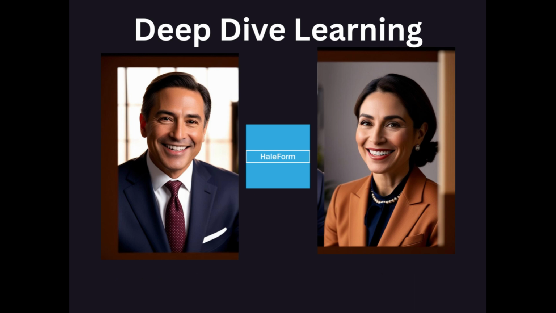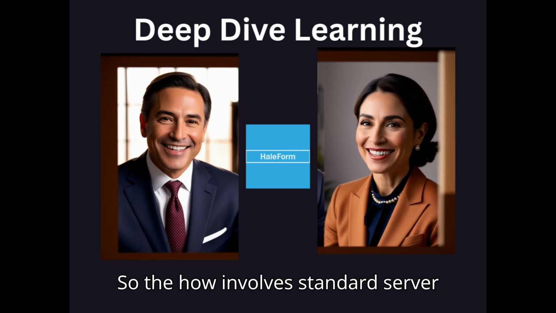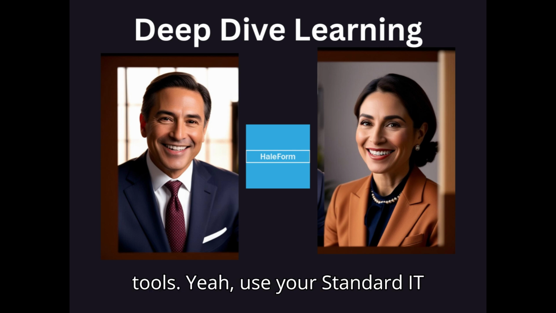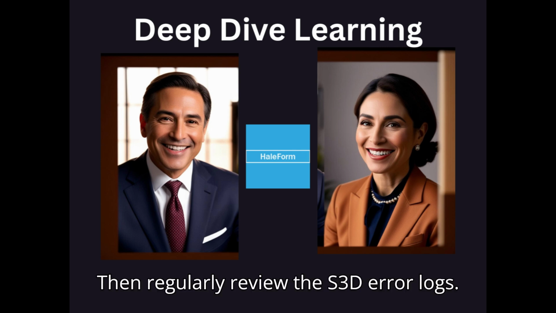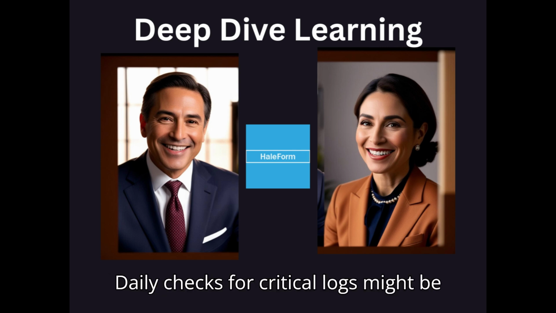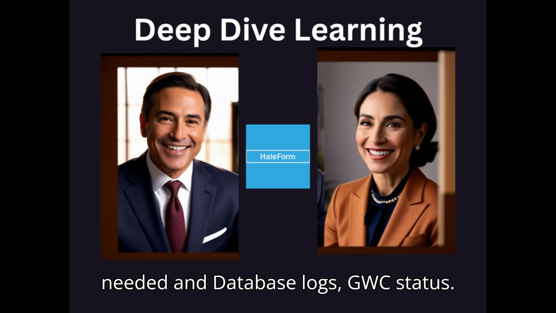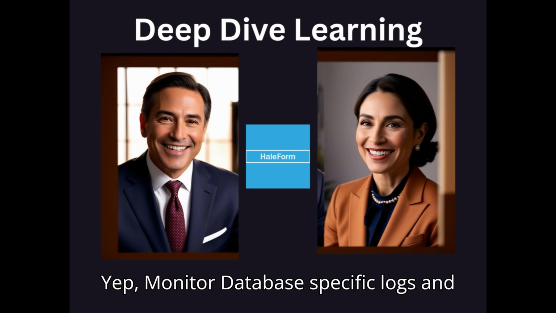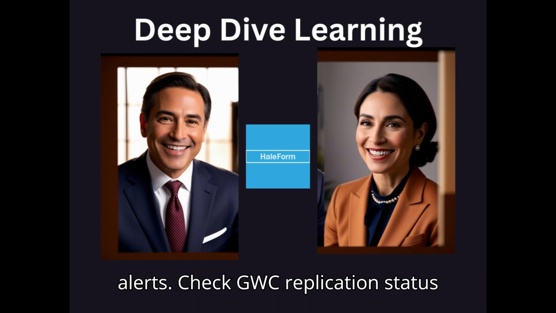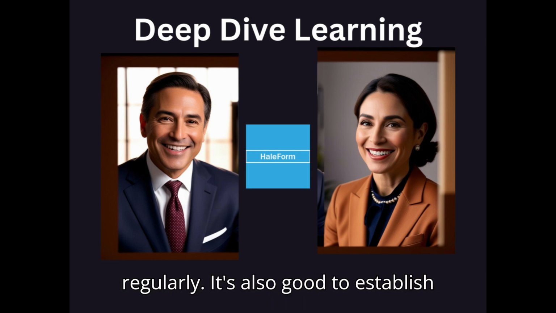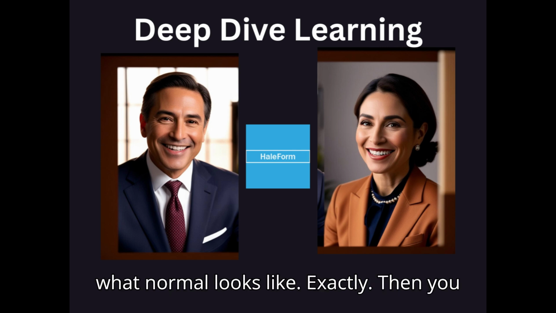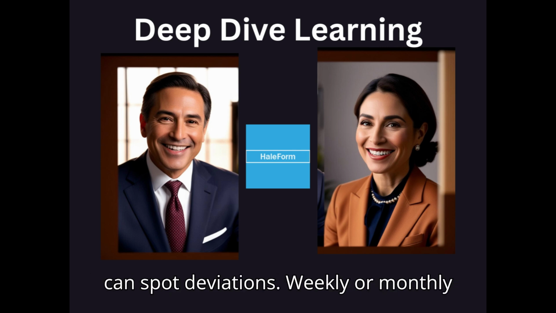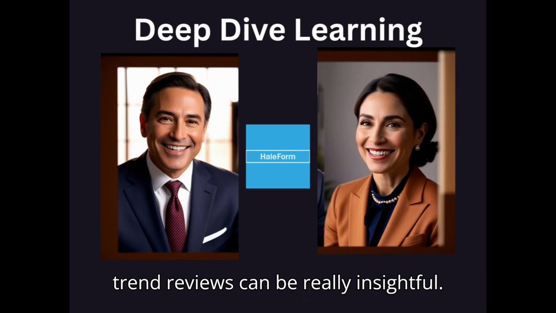Good point. So the how involves standard server tools. Yeah, use your standard IT monitoring tools for server resources. Then regularly review the S3D error logs. Daily checks for critical logs might be needed. And database logs. GWC status? Yep, monitor database-specific logs and alerts. Check GWC replication status regularly. It's also good to establish baseline performance metrics. So you know what normal looks like. Exactly. Then you can spot deviations. Weekly or monthly trend reviews can be really insightful.